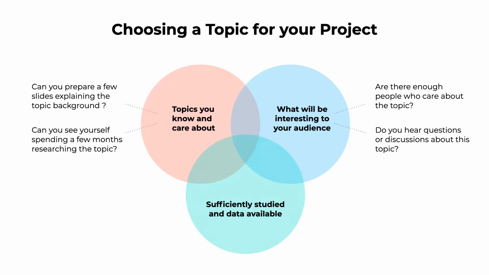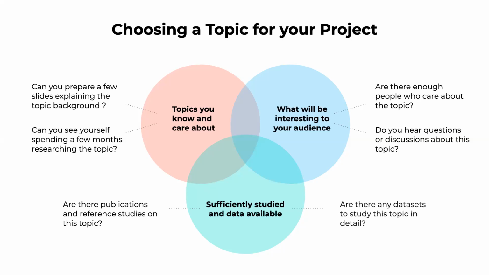And another one is that it is sufficiently studied and data is available. So you can look at the number of publications, you can look at the number of publications with data. So you know that the topic that you've picked actually has been studied sufficiently and has enough available data. For example, are there publications and reference studies on this topic? And are there any data sets to study this topic in detail? And we'll talk about how to find some of those and answer some of those questions. So the intersection between these three is where you should focus on a topic for your research project.